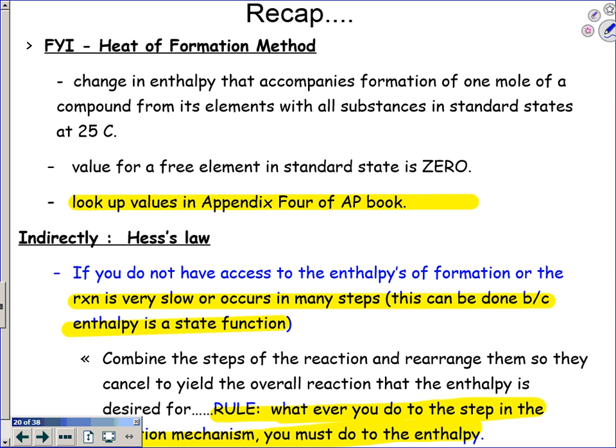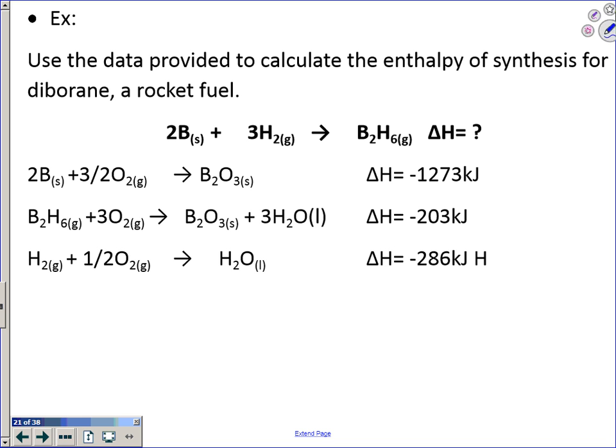This is the same thing. Okay, this is the first reaction I'll do with you. So basically the boldened reaction up there, 2 B solids plus 3 hydrogen gases yields diboron hexahydride. We need to solve for its delta H of reaction. But we have to do that from these 3 given reactions. We must use all of them.